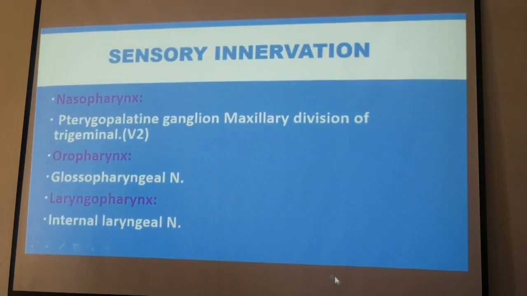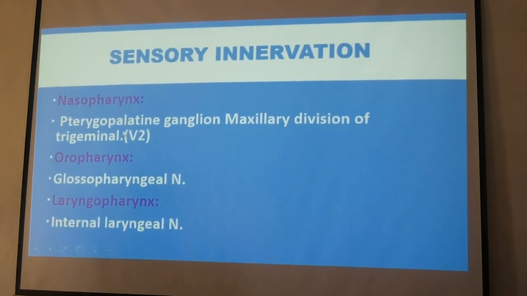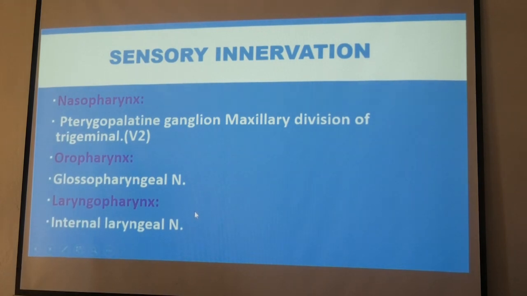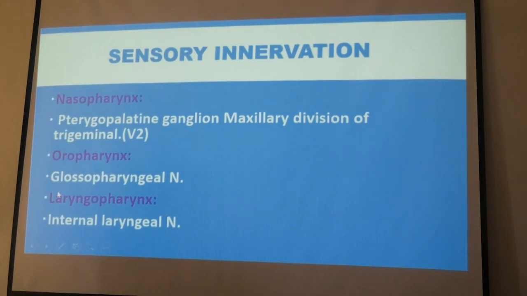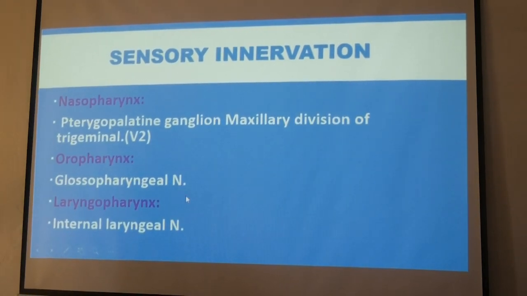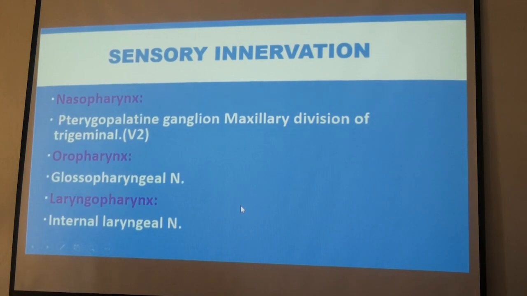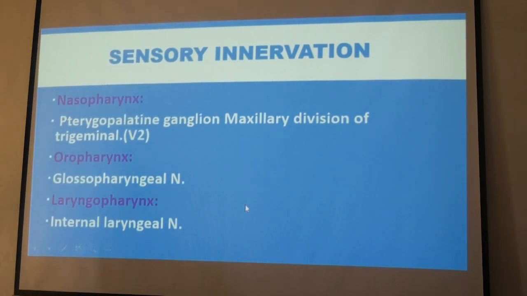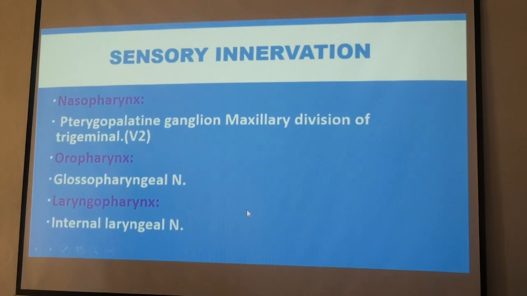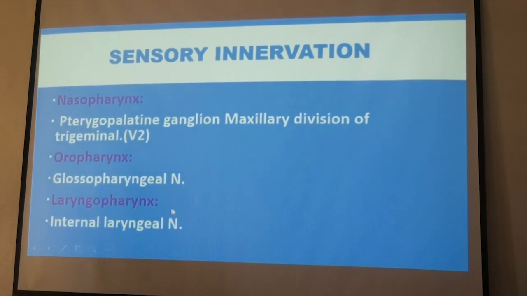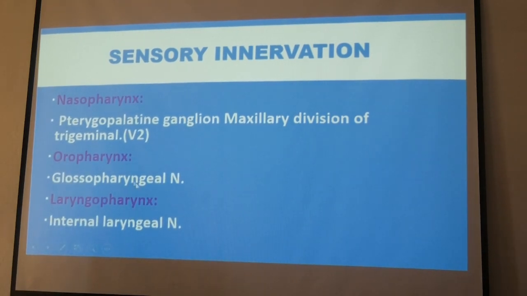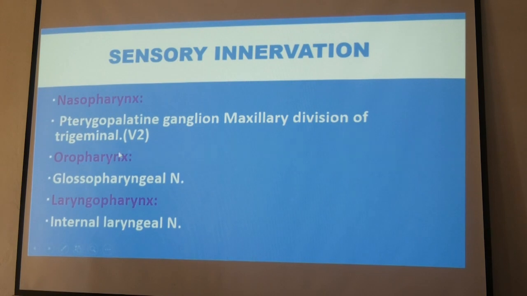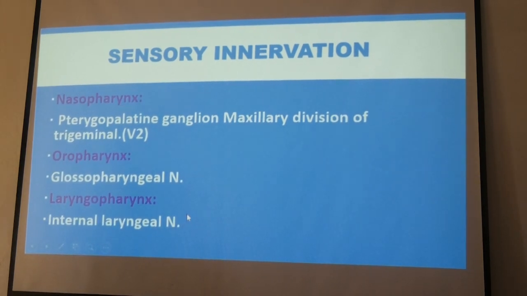Sensory innervation: the nasopharynx is supplied via the pterygopalatine ganglion, the maxillary division of the trigeminal nerve. The oropharynx is supplied by the glossopharyngeal nerve, and the laryngopharynx by the internal laryngeal nerve. It would be the same segmental nerve supply: the part in front of the larynx is supplied by the internal laryngeal.